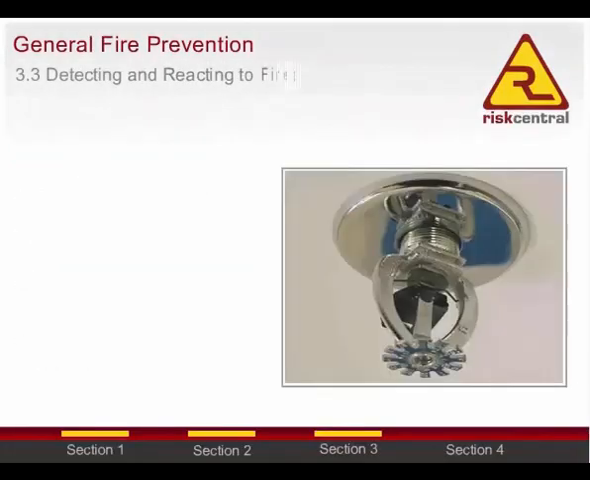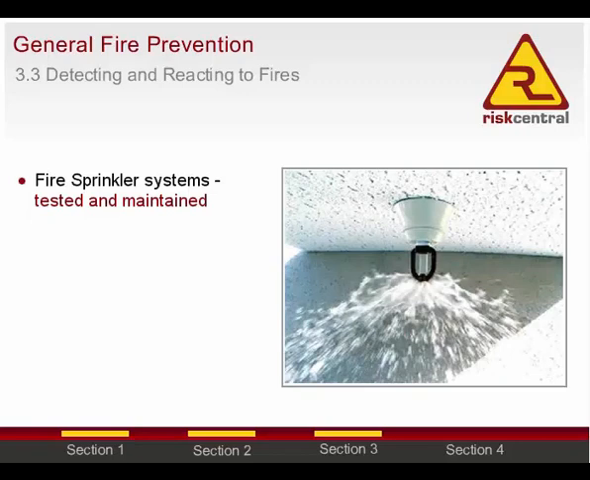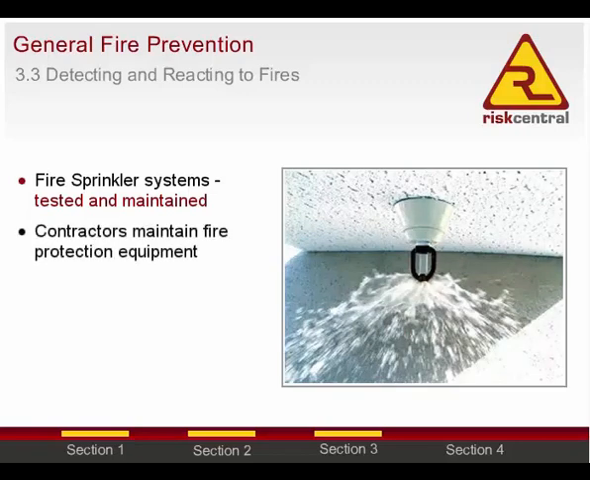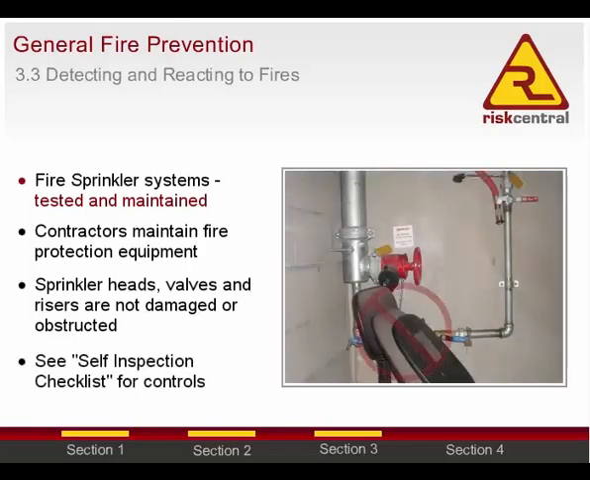Fire sprinkler systems and other automatic suppression systems are very effective at controlling fires, but only if they and their water supplies are properly tested and maintained. We need to make sure that fire protection contractors are doing their job properly and that sprinkler heads, sprinkler valves and sprinkler risers are not damaged or obstructed. From past experience, we know how fire detection and suppression systems fail. Controls to help prevent these failures are listed in the example self-inspection checklist and have been extracted to show you below. Further explanation of checklist controls is provided in italics.